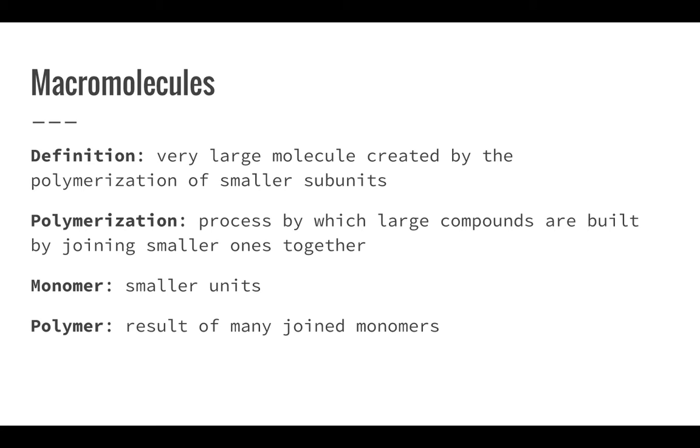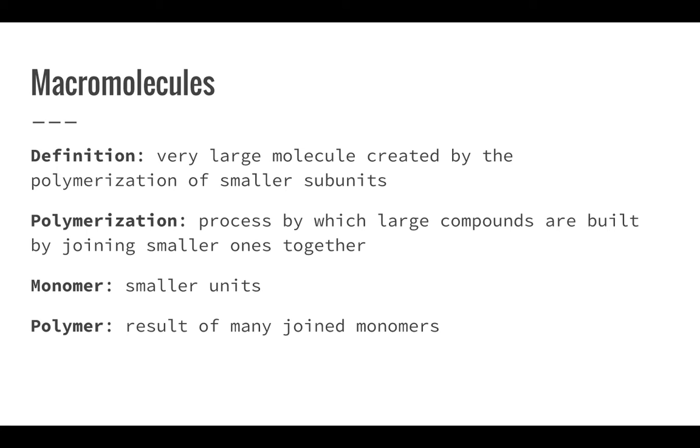So think about a puzzle. If you're building a puzzle or putting together a puzzle, you take lots of little individual pieces, put them together and make one giant picture. That's polymerization. That process of putting it all together is polymerization. And polymerization starts with a monomer, which is the smallest subunit, and ends with a polymer, and that's the result of many joined monomers.